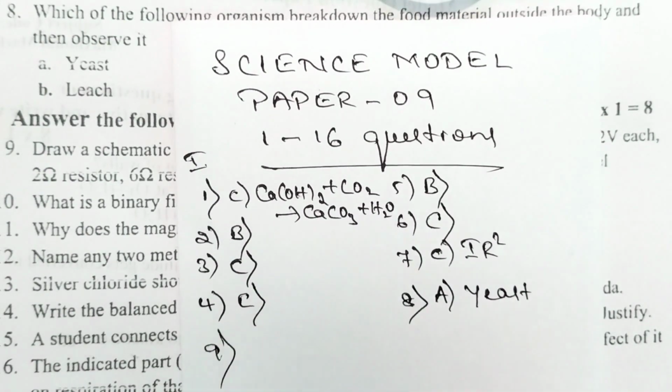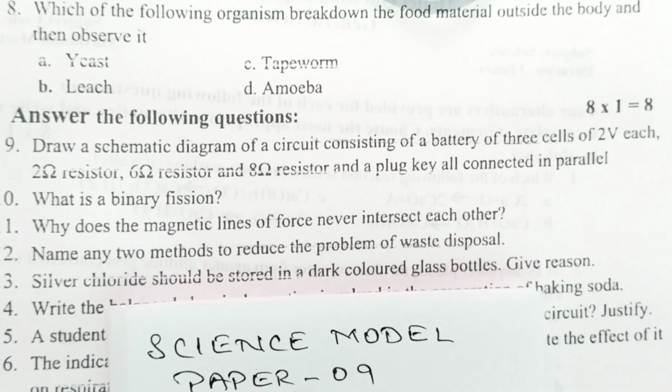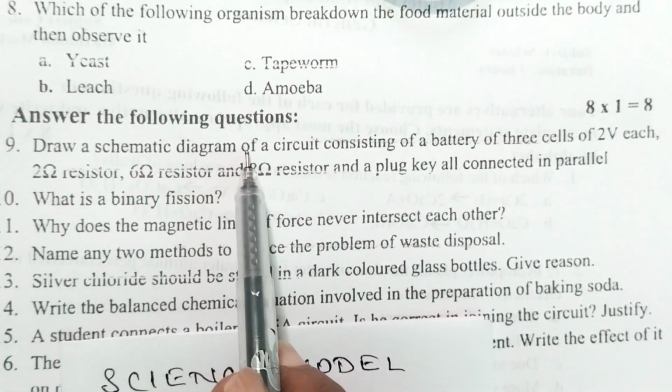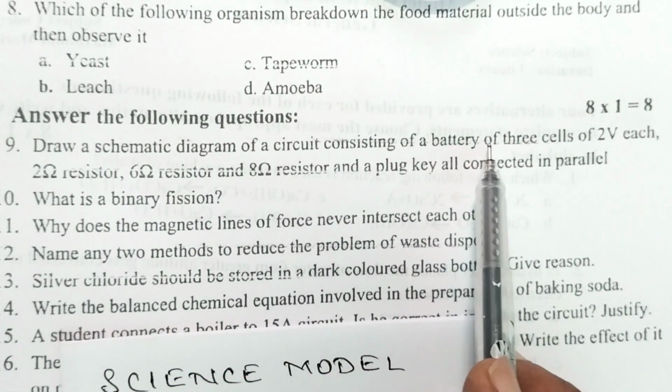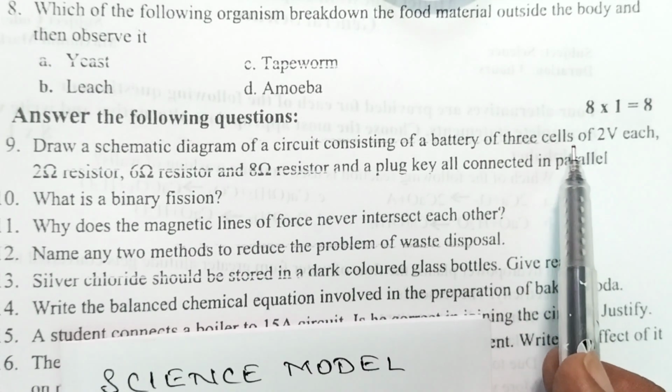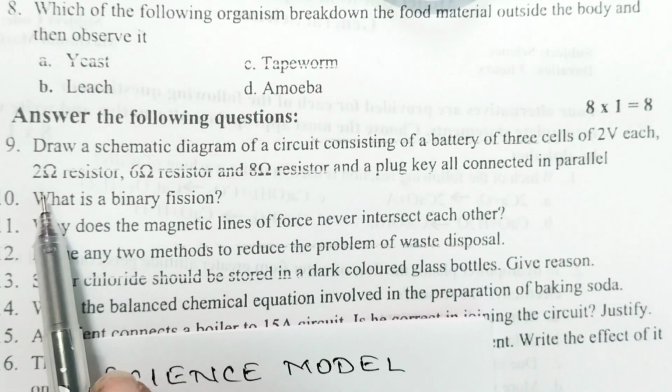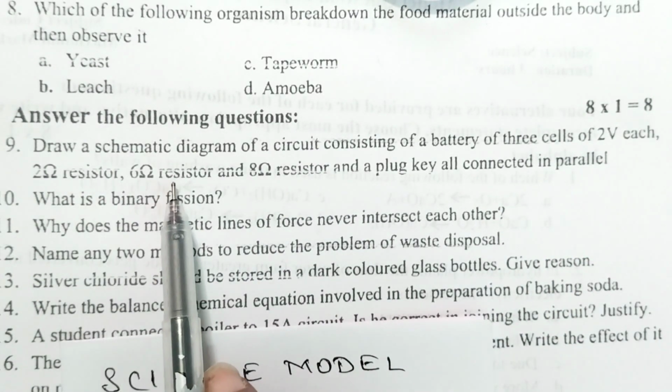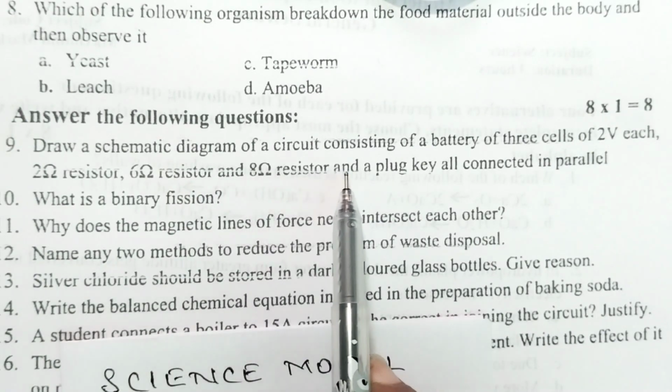Now let us answer the ninth question. The ninth question is, draw a schematic diagram of a circuit consisting of a battery of three cells of 2 volts each, then a 2 ohm resistor, and 6 ohm and 8 ohm resistors are connected.